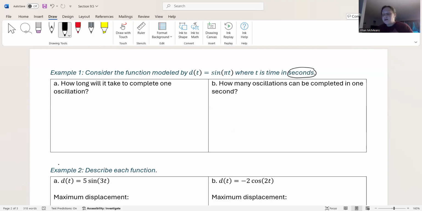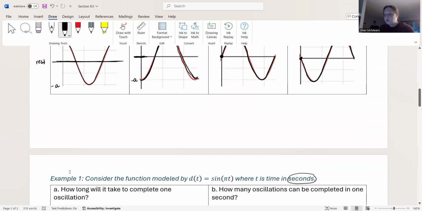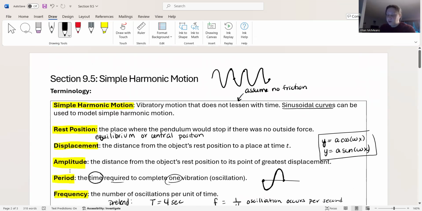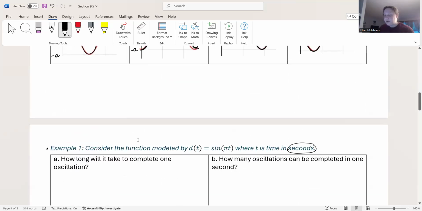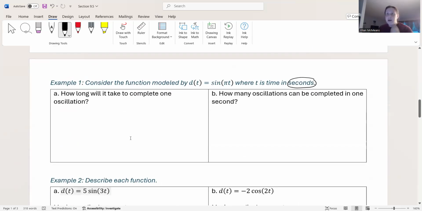So the question here is, how long will it take to complete one oscillation? Well, if we go back up to our terminology, we had one really important definition called the period. The period is no longer just the distance for a sine or cosine to complete one full cycle. This is now the time required for one complete oscillation, okay? So if we go down here to example 1 part A, it says how long is it going to take to complete one oscillation given this function right here?